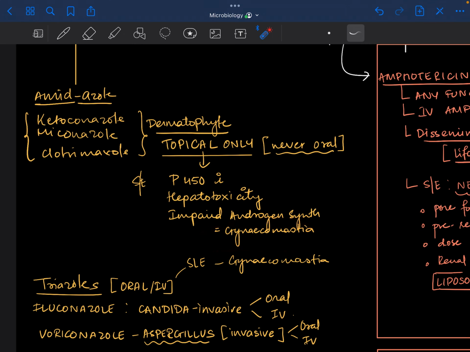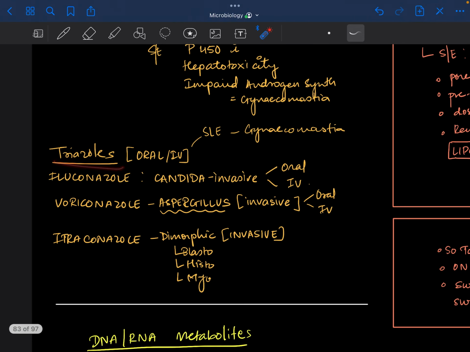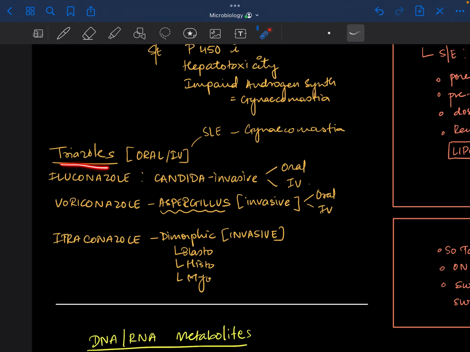Okay, over here you'll have ketoconazole, miconazole, and clotrimazole. These are all for dermatophytes. That means you'll have these in cream forms. Okay, now triazoles. Now these, you have three drugs that you need to remember. The adverse effect is going to be gynecomastia, similar to this, impaired androgen synthesis. Now triazoles can be given orally or IV.